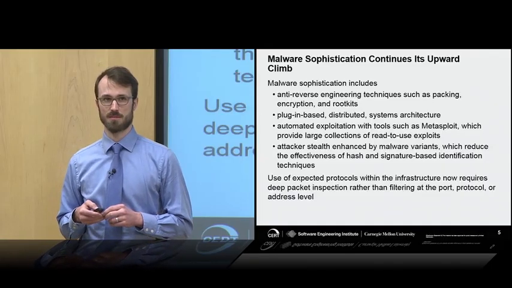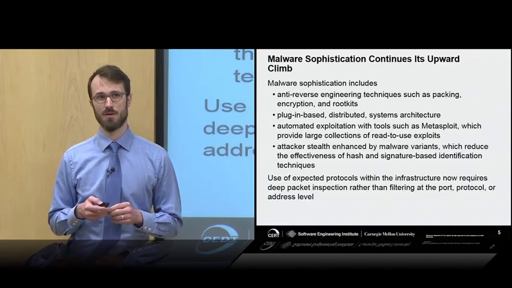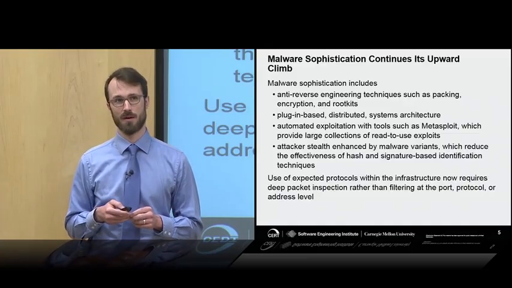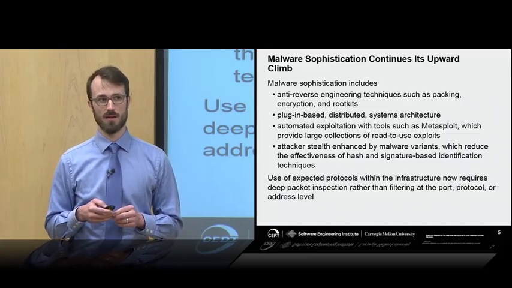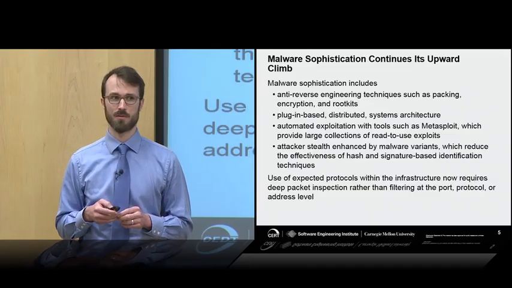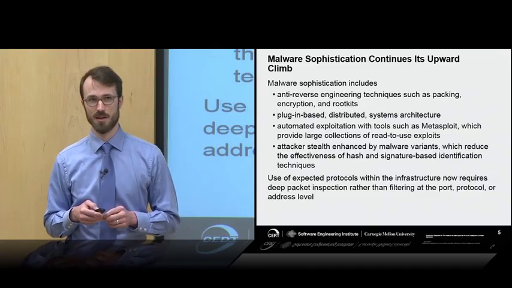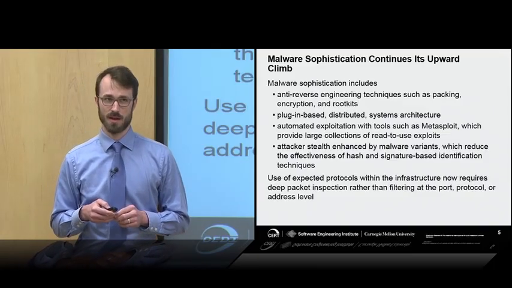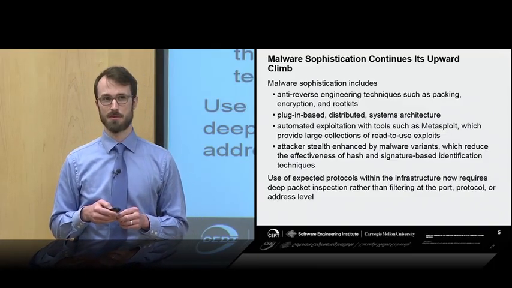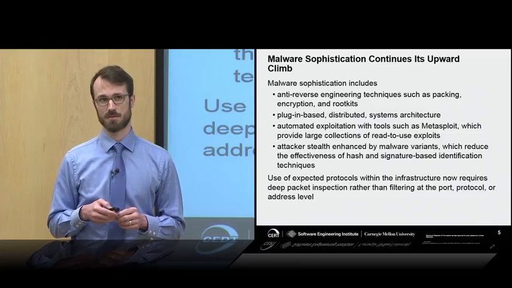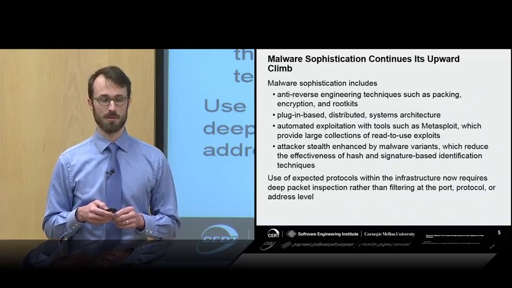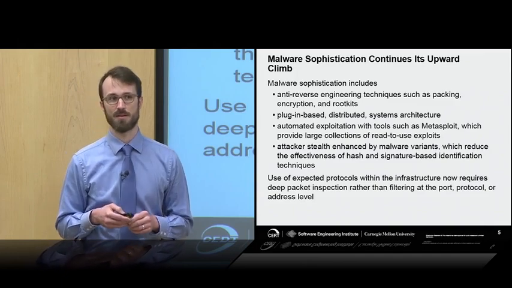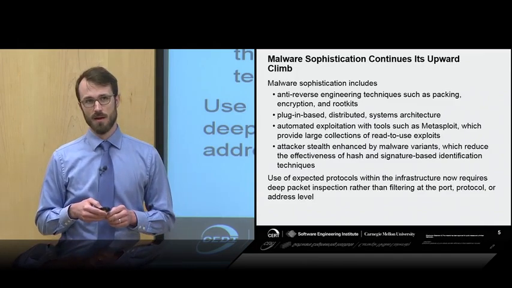Attacker stealth is enhanced by malware variants. Every time an attacker changes a piece of malware or changes any code in the malware, the hash, or numerical value associated with that piece of code, changes. This makes signature identification all that more difficult and requires a deeper dive into what the malware is doing on the system to actually detect it, or for someone to find the malware, hash it, and then submit that variant to an antivirus company.